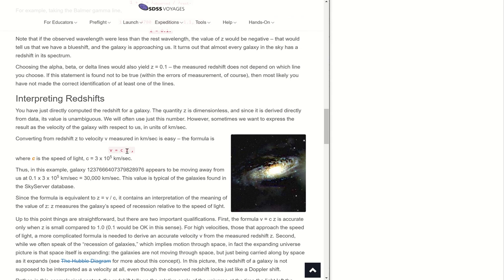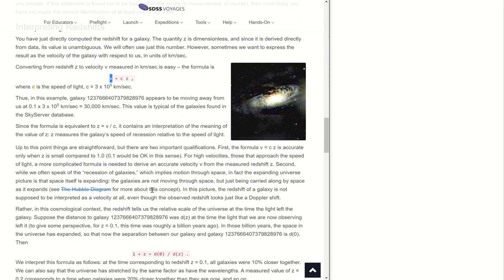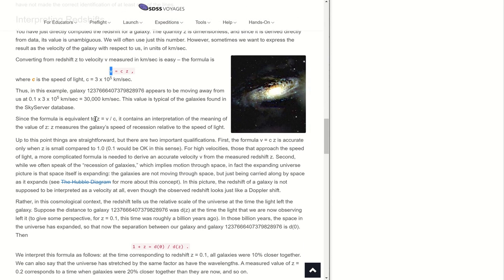And so, because z has no units, c is in kilometers per second. If we use this value for the speed of light, 3 × 10⁵ or 300,000 kilometers per second, then v will also be in kilometers per second. This is a ratio of the speed of the galaxy to the speed of light. So this is a unitless value z, but it gives us a parameter that we can use to figure out how fast a galaxy appears to be moving.